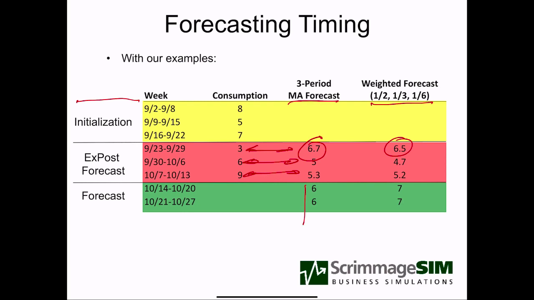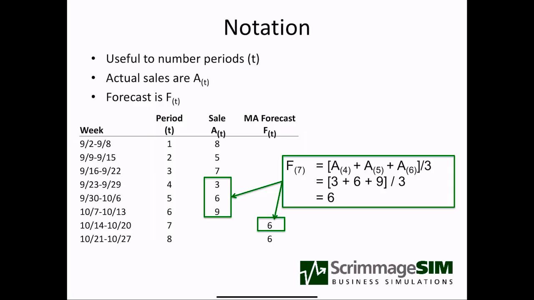Finally, our forecast is with the moving average 6 into the future. With the weighted moving average, because there's more emphasis on the more current data and there's a bit of what appears maybe to be a trend, we have a higher value forecast into the future.